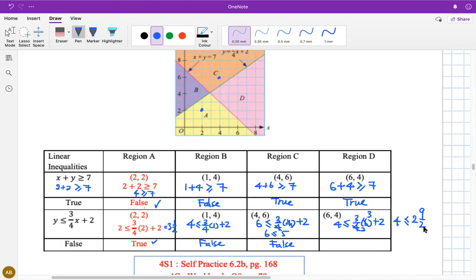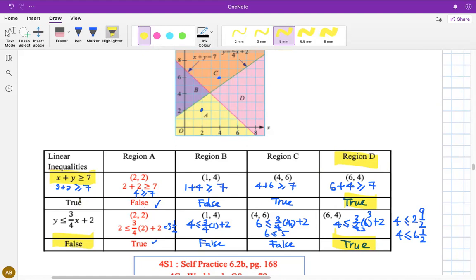So is 4 less than 6 and 1 over 2? So this is true. Therefore, our region D satisfies the two inequalities. Okay. So true, true. Then this is the region that satisfies the two inequalities.